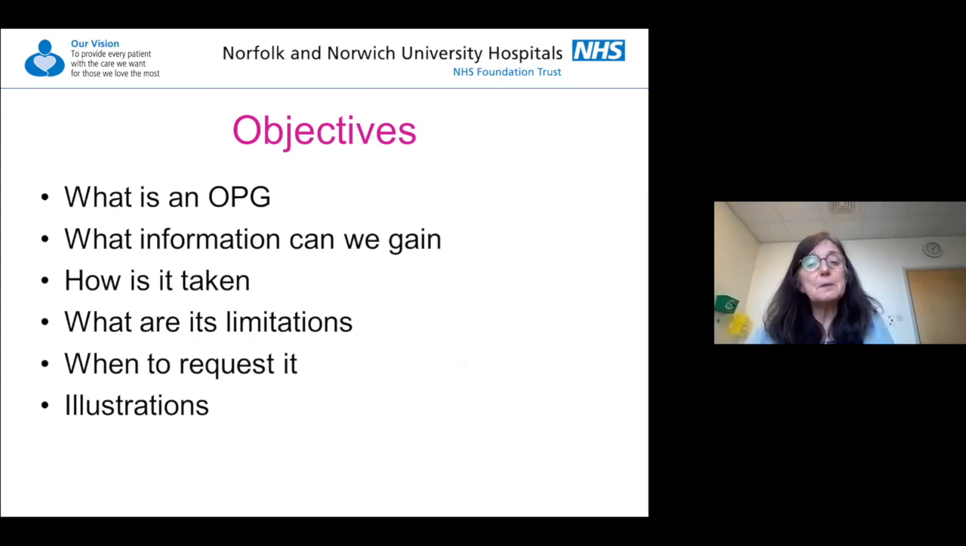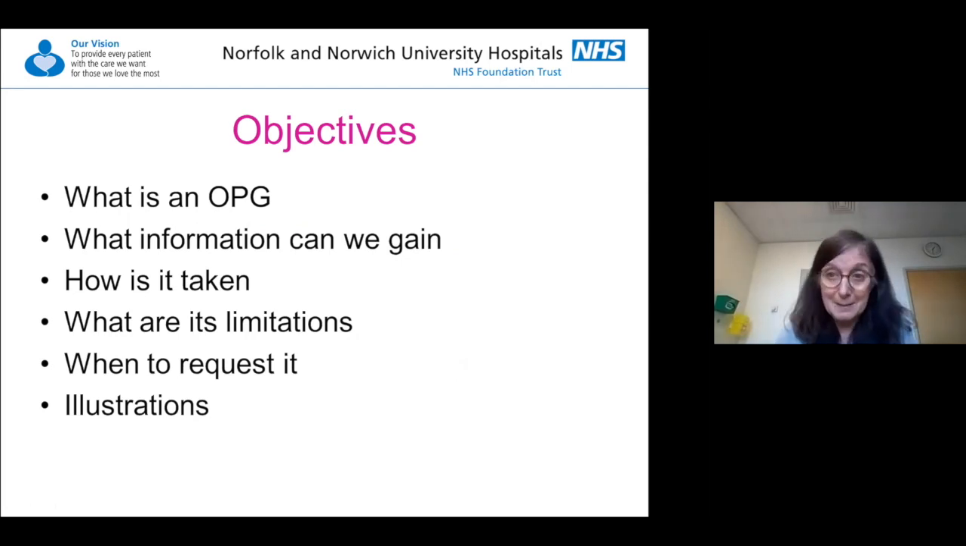So I wanted to talk today about OPT radiographs, so-called OPG radiographs, because I think they're not taken as often as they might be as a preliminary investigation for upper neck swellings by colleagues in the nose and throat department.